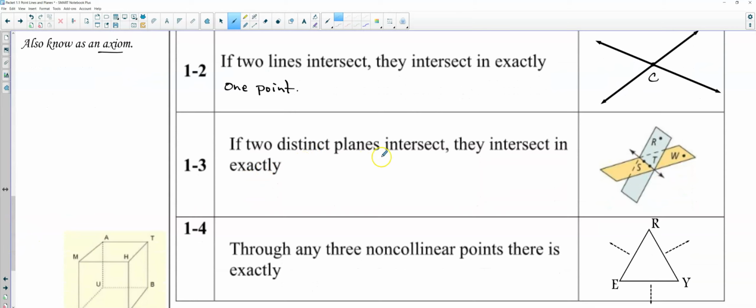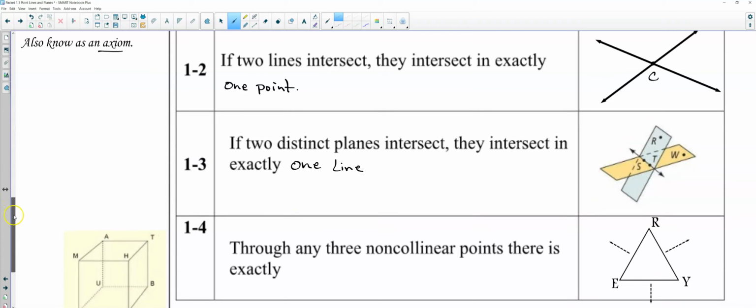If 2 distinct planes intersect, remember, even though it has edges in here because we cannot draw infinite, the planes go on forever. Therefore, their intersection will go on forever. So if 2 distinct planes intersect, they intersect in exactly one line. That is important. So notice plane R and plane W, they intersect at line ST. And this line goes on forever.